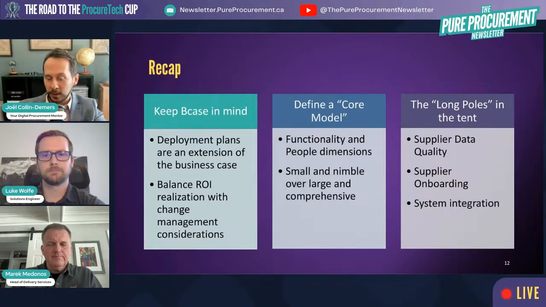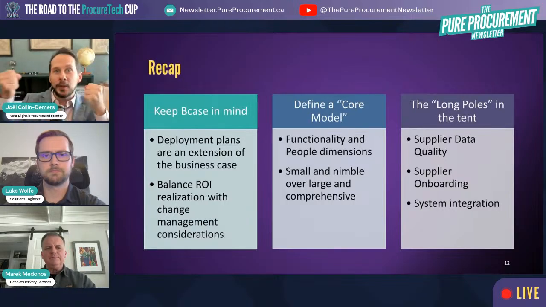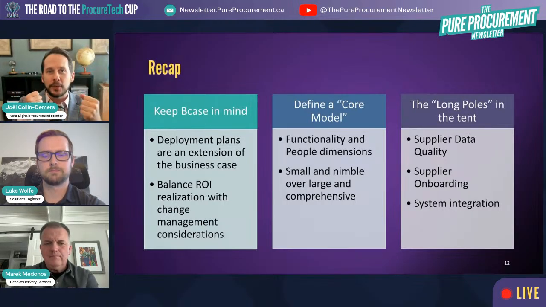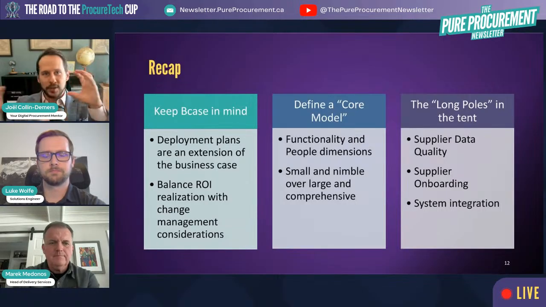Second point was your concept of core model, which I loved, right? So looking at the functionality and the people dimensions, and I kind of just alluded to that with the change management comments, but how can we make something small and nimble over large and comprehensive in these first stages of the deployment, and then double back and keep adding and using those Lego bricks that you referred to earlier, Marek.